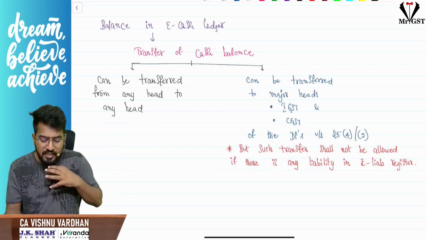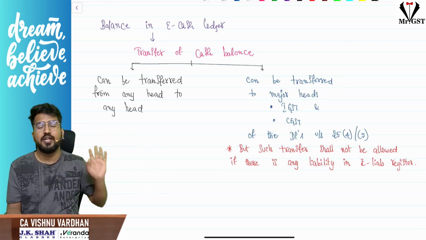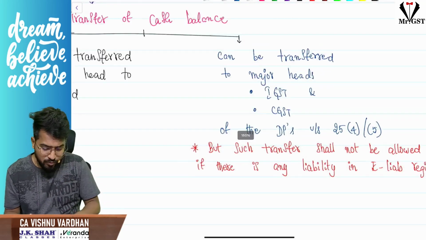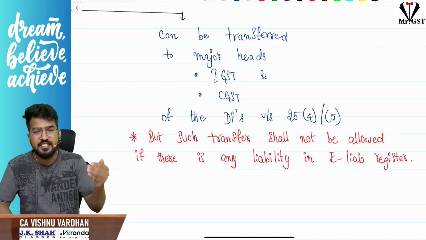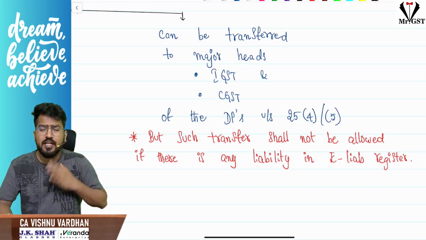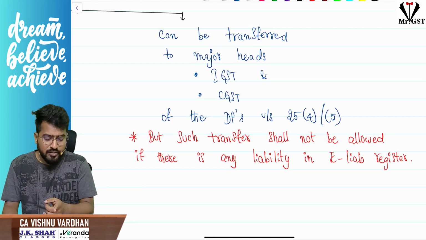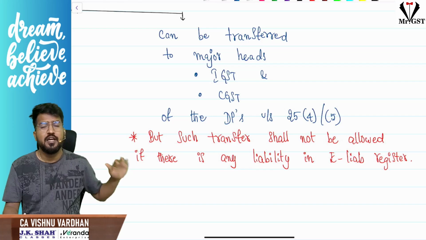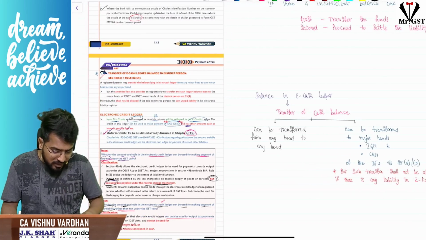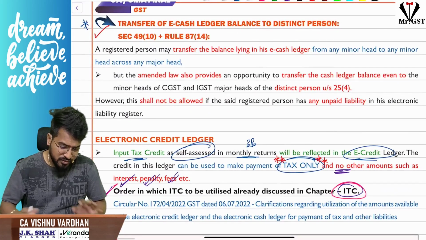The only condition is that, when transferring from Tamil Nadu to Karnataka, I should not have any liability in Tamil Nadu. After closing all my liabilities, I can do this transfer. So it can be transferred to the major heads IGST and CGST of another e-cash ledger of the distinct person, and for doing this there should be zero liability in this particular e-cash ledger in this particular state. As I already told you, we can transfer only to IGST and CGST, and once you go there, internally you can transfer from anywhere to anywhere. That is the point with respect to transferring cash ledger balance. So this is the concept which we have discussed with respect to the e-cash ledger.